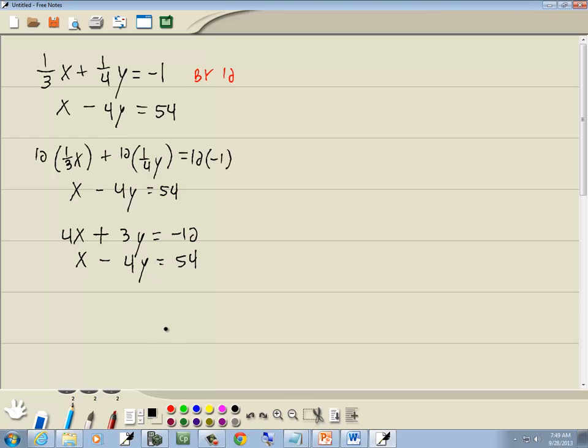But actually, in this problem we're going to work with the x's, because this is almost there. See how this is a positive 4x? I just need a negative 4 here in order to eliminate it. So I'm going to multiply everything in the second equation by -4. Our first equation, we've got 4x plus 3y is equal to -12. -4 times x is -4x. -4 times -4y gives us 16y.